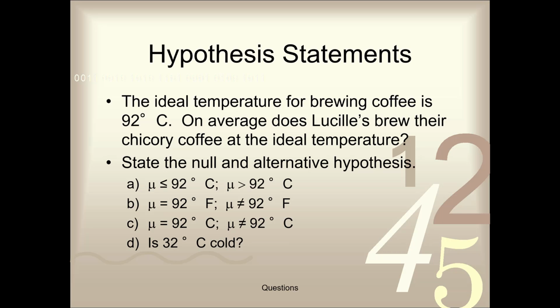In a lot of cases in the past, we sort of wanted support for the claim or the alternate hypothesis, so we wanted to reject the null. But here's a case where the null is basically that it's equal to the ideal temperature. So here's a case where we don't want to reject the null. Okay, and so the answer here would be C. We're trying to claim that it's different from 92, and the null is that it's equal to 92. Remember, the null will always have the equal sign.